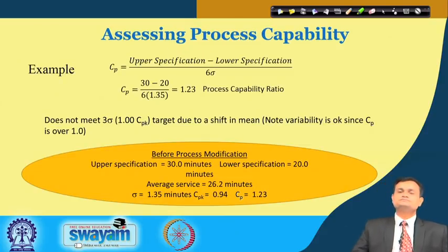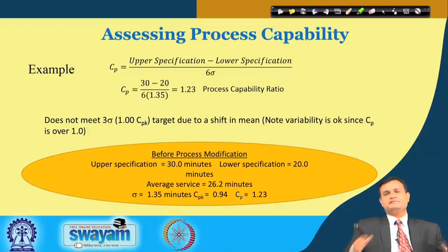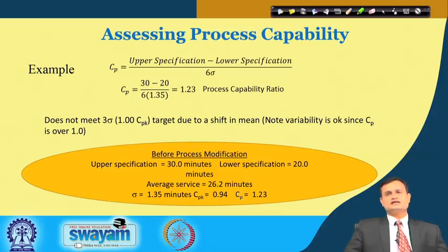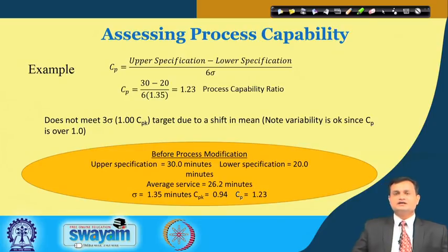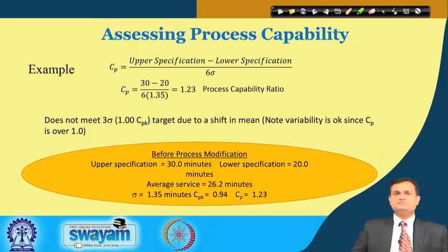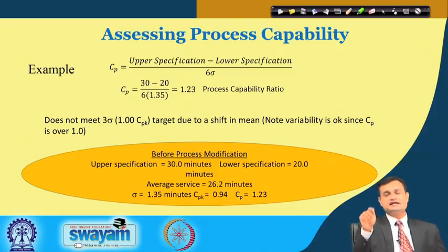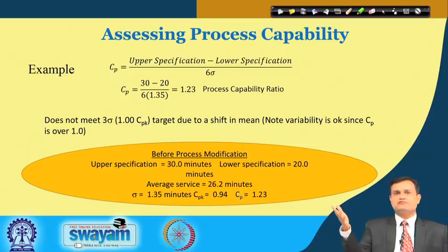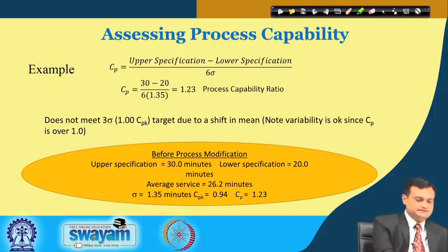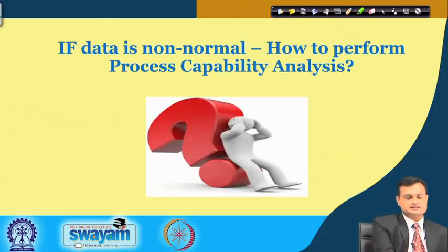I would also like to find the CP, which measures the spread and variability of the process. So, USL minus LSL divided by 6 sigma, and I get 1.23. Here I can say that it does not meet 3 sigma, which is typically a CPK target of 1, due to a shift in mean. If we note here, the variability part is okay, CP is okay, it is greater than 1, but my CPK has a problem.